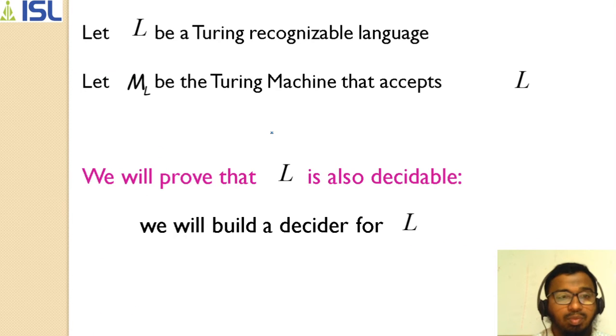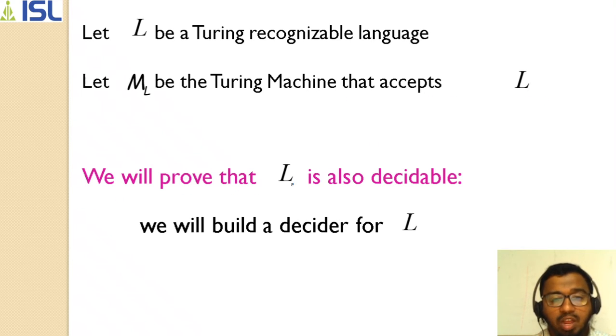Now, let L be a Turing recognizable language. Let M_L be the Turing machine that accepts L. First, L is a Turing recognizable language. Second, let M_L be the Turing machine that accepts L.